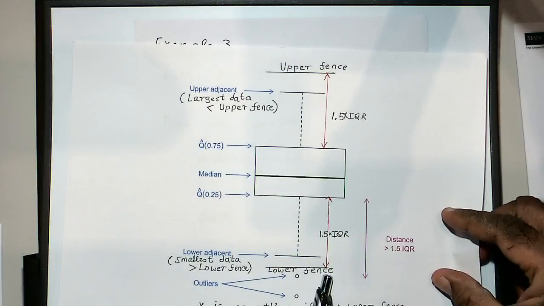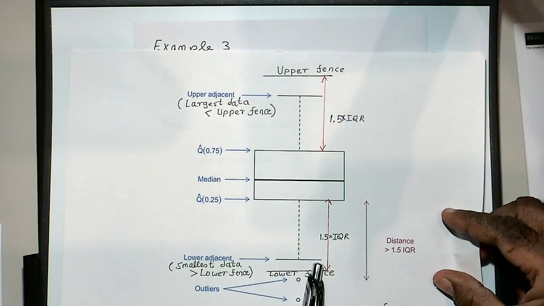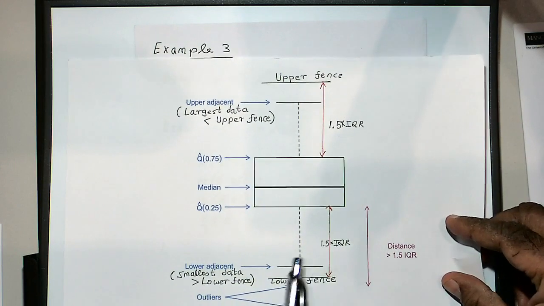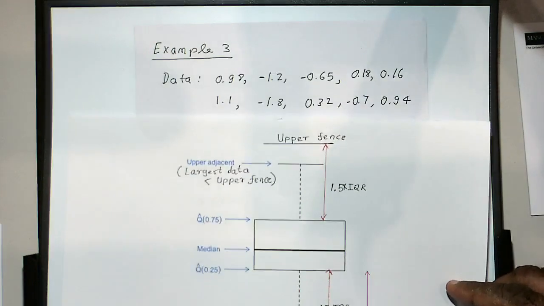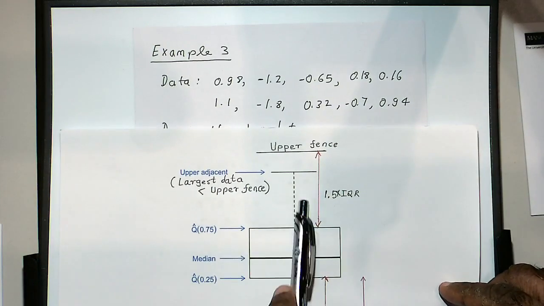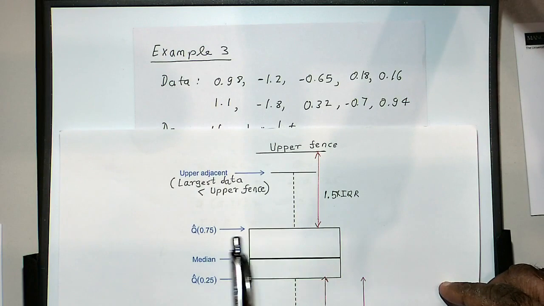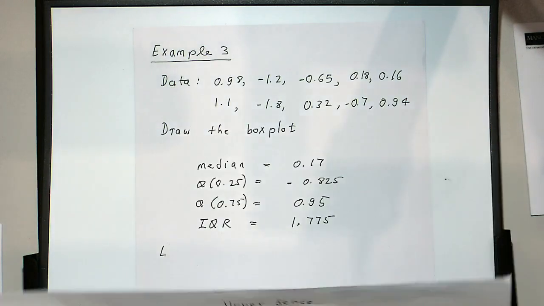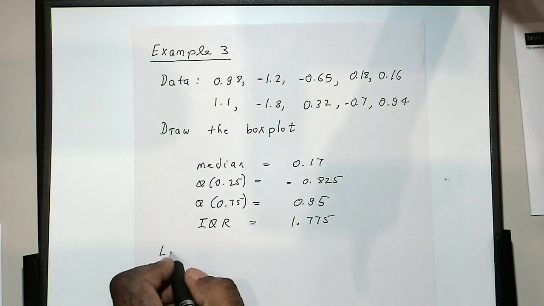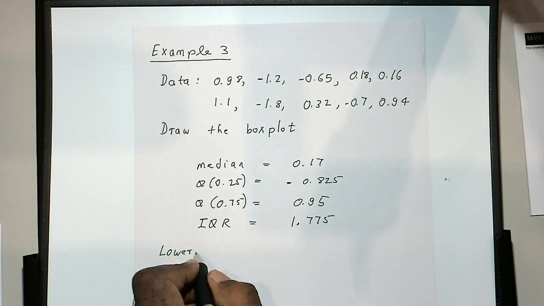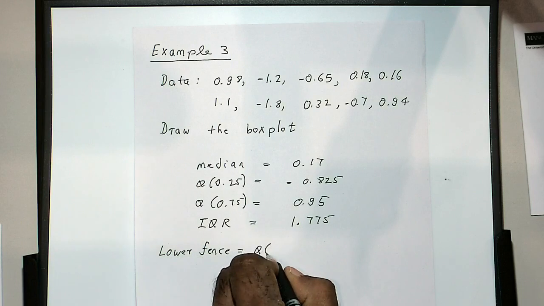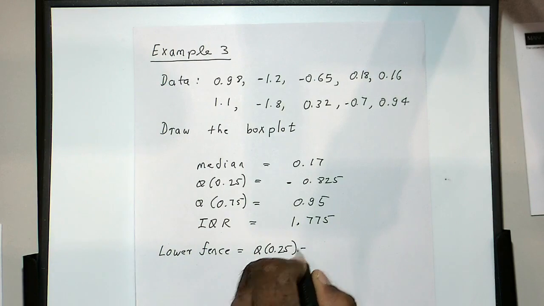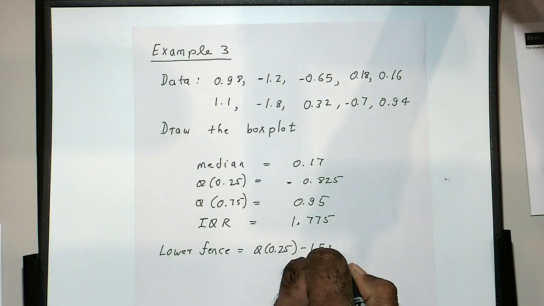So the lower fence is defined as 1.5 IQR from this, right? That's the distance between the lower fence and the first quartile. And similarly, the upper fence is defined as 1.5 IQR from the third quartile, right? So in order to work out the lower fence, what we need to do is the following. From the first quartile, take away 1.5 multiplied by IQR.